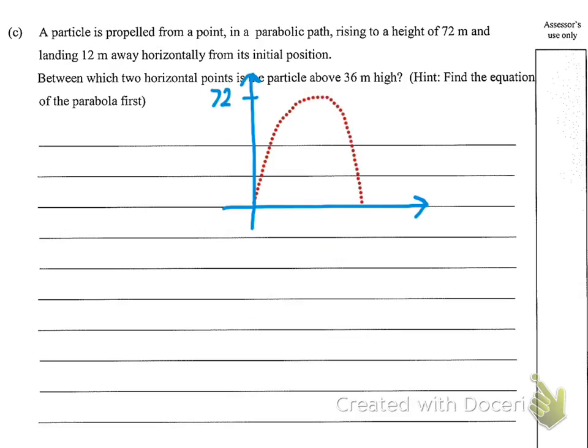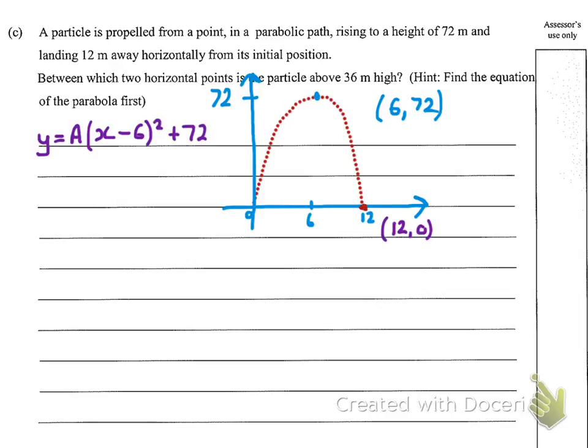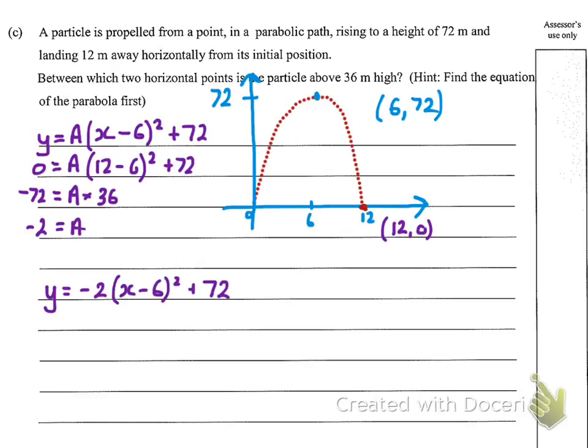Here we want a parabolic path. It goes to a height of 72. And we want to find it lands 12 meters away. So we're going to put some axes in there at 0 and 12. The highest position then is at 6 meters. So we can find our parabola by going y equals a times (x minus 6) squared plus 72. We then put the point 12, 0, or you could have used the point 0, 0 to work out what a is. So putting 12, 0 in there, we find that a is negative 2. So now we have the equation of the parabola.